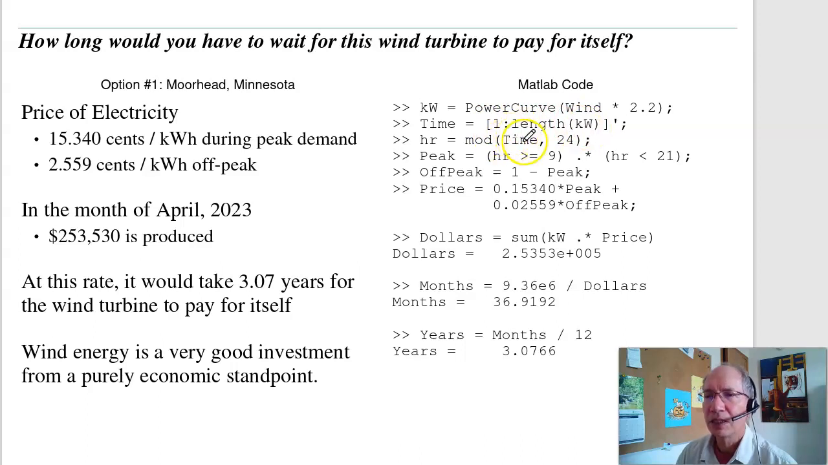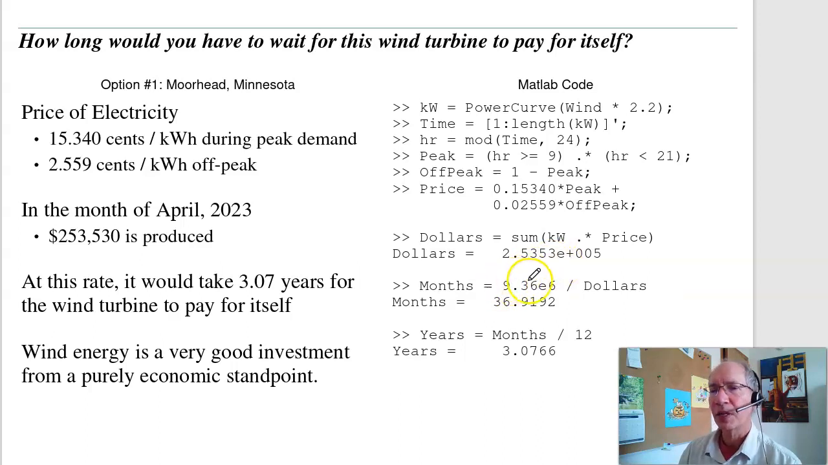Hours is the mod of time, 0 to 23, 0 to 23. At peak time, that's between 9 a.m. and 9 p.m. Off peak is 1 minus peak. So this is the price of electricity at the time that I produce it. The dollars that it's worth is the kilowatts times the price at that time, add them all up. I would be producing $253,000 over in Minnesota.